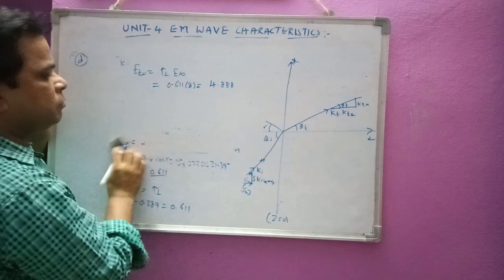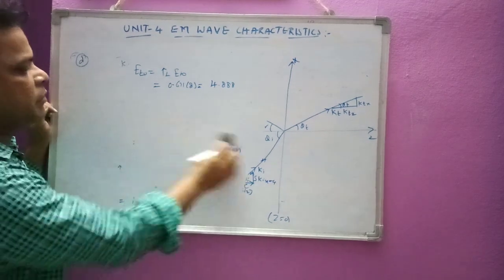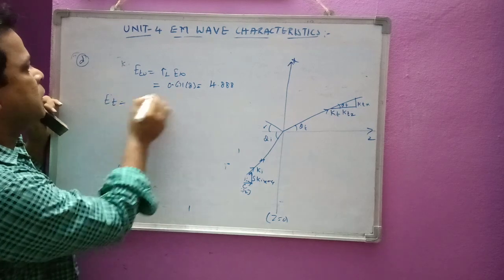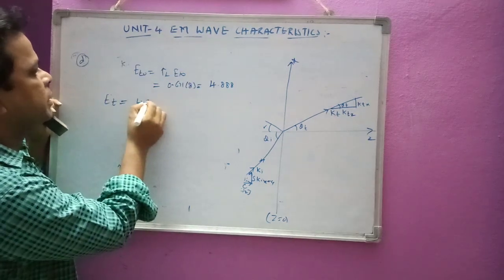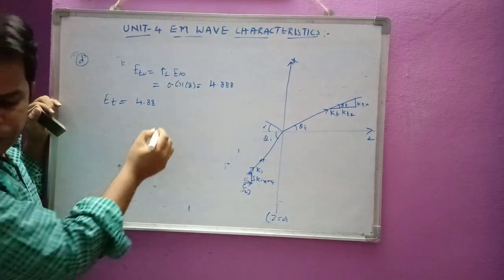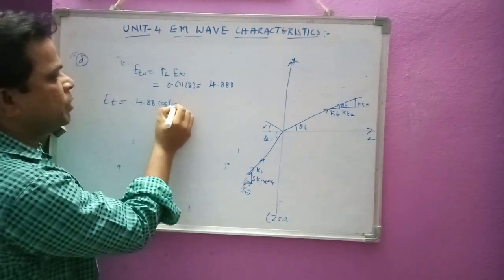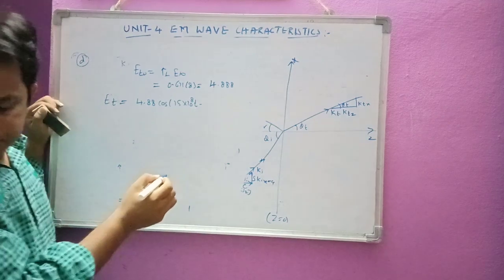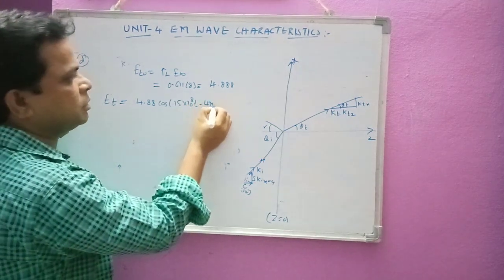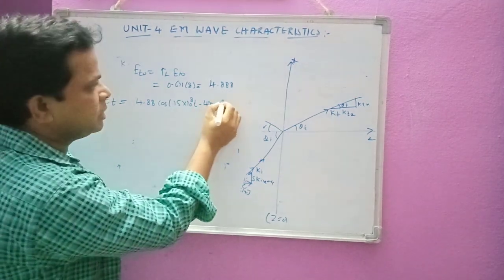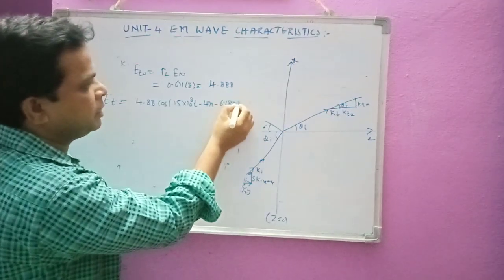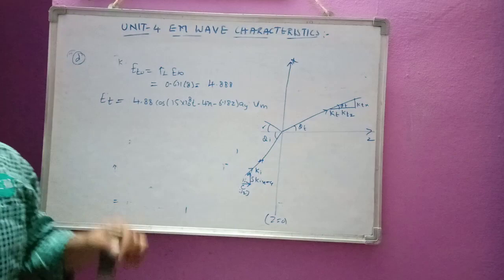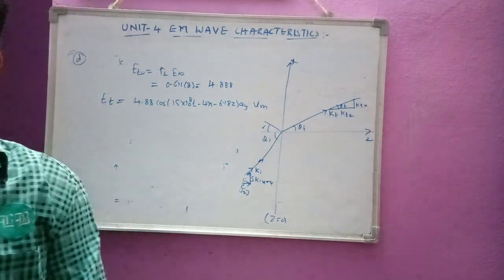Now we have to find the final value of Et here. Et will be equivalent to Et naught, that is this value 4.88, into cos of omega t, that is 15 into 10 to the power of 8 t minus 4x minus 6.18 z, into ay, in volts per meter. So this is the value what actually we are going to get for the Et.